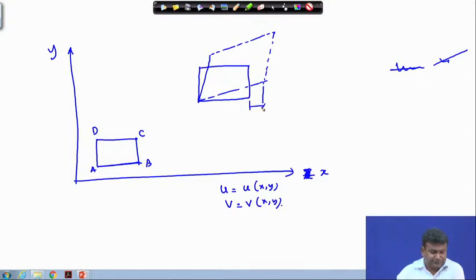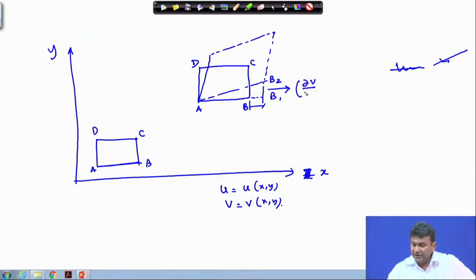And so, this was our original ABCD, and let us say this is a temporary point B1 and this is a point B2, and the segment B1 B2 is actually dV dx into delta x into delta t.